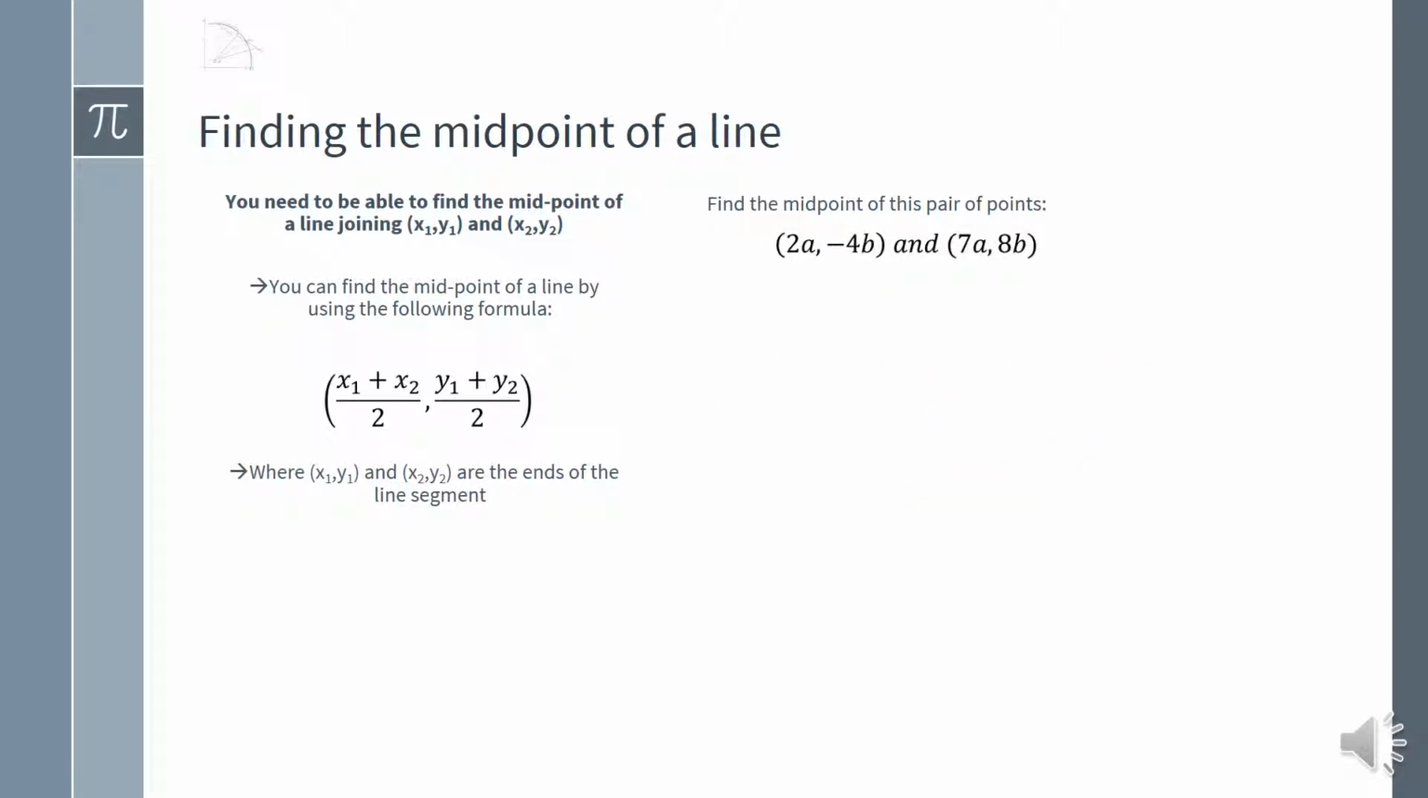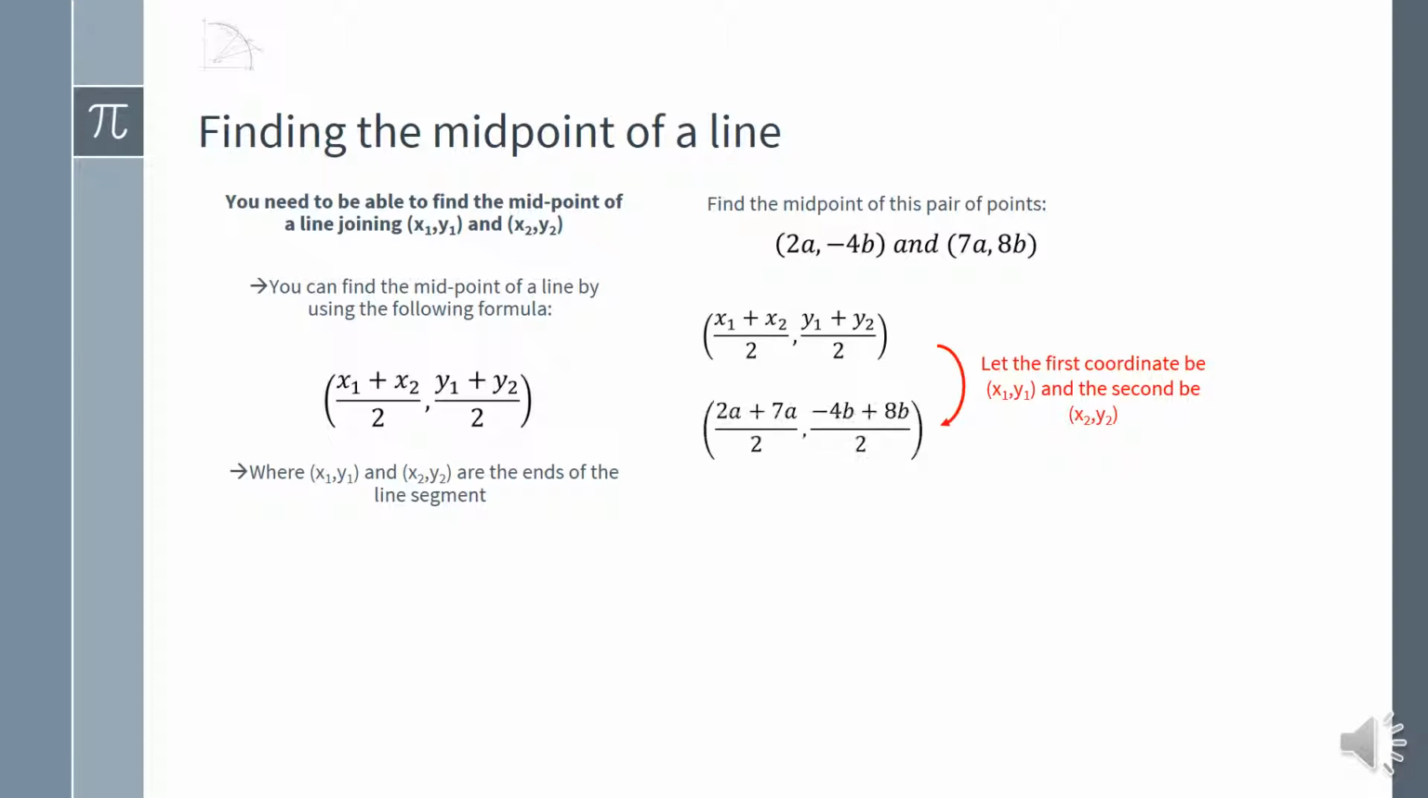We can do it with algebra, not a problem. Add them up and halve them. 2a plus 7a is 9a, so 9a over 2, minus 4b plus 8b is 4b, so 2b when you halve it. Leave it as a fraction, don't write it as anything stupid like 4.5a, just leave it as 9a over 2.